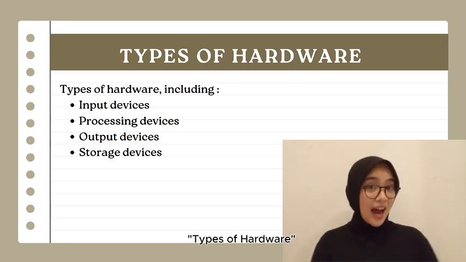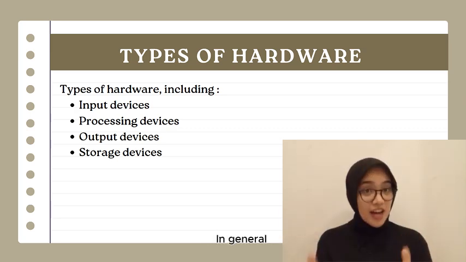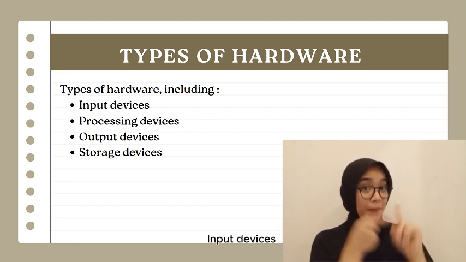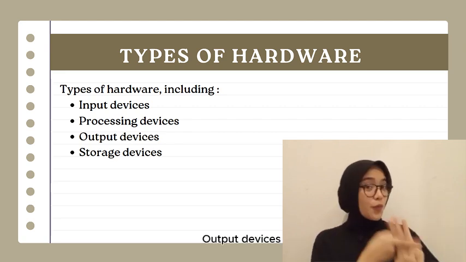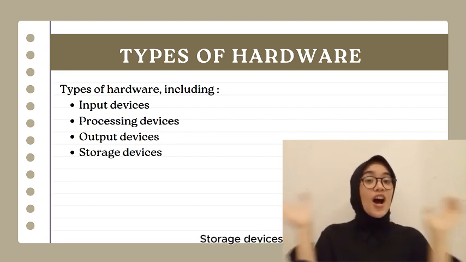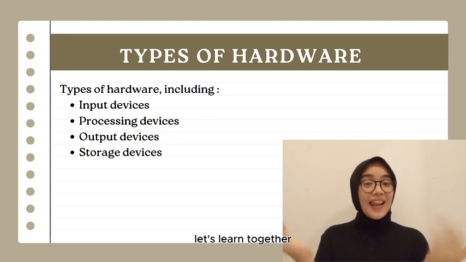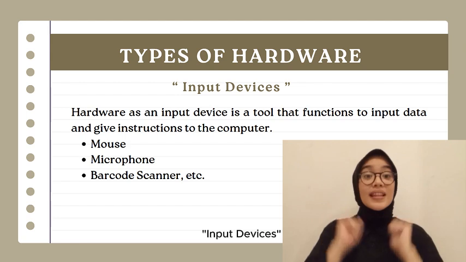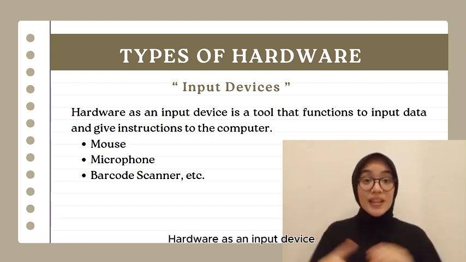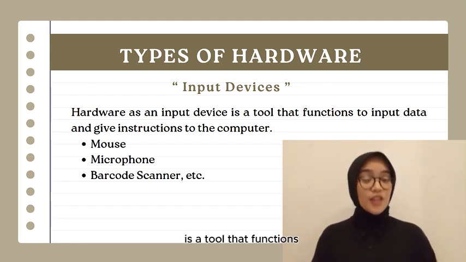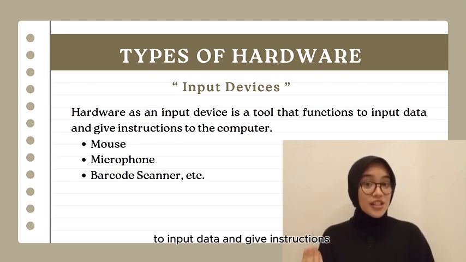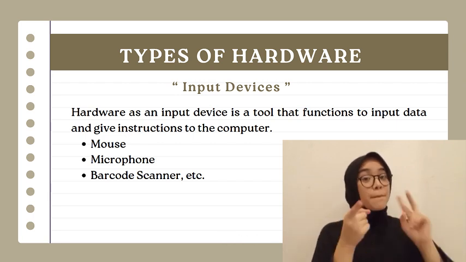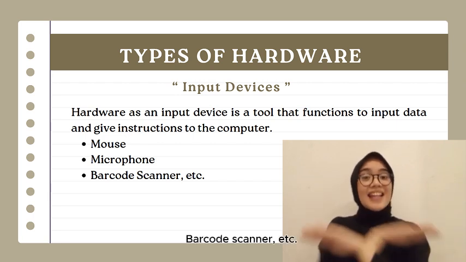Okay, types of hardware. Did you know, in general, hardware consists of various categories, including input device, processing device, output device, and storage device. Okay, to find out more, let's learn together. First, input device. Hardware as an input device is a tool that functions to input data and give instructions to the computer. Input devices include mouse, microphone, barcode scanner, etc.